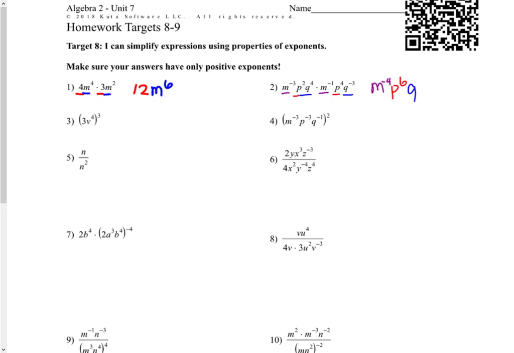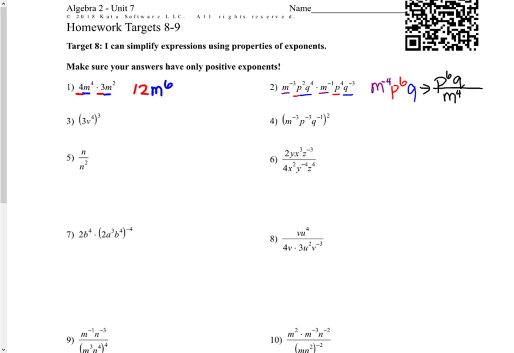The one thing we have to remember now is you cannot have negative exponents in your answer. So the negative exponents, we always move to the opposite side of the fraction they're on. So I'm going to move that to the bottom. So I have m to the fourth in the denominator, and my p to the sixth and q stay up in my numerator.